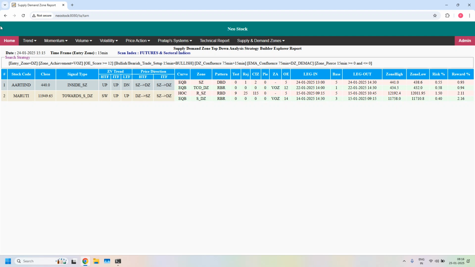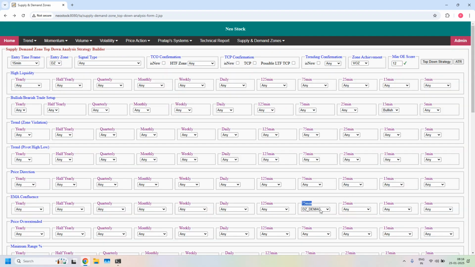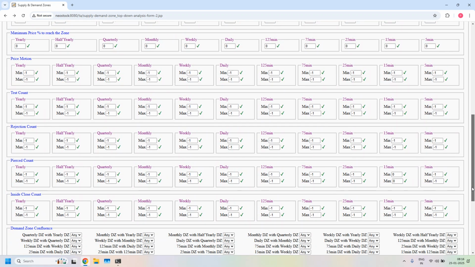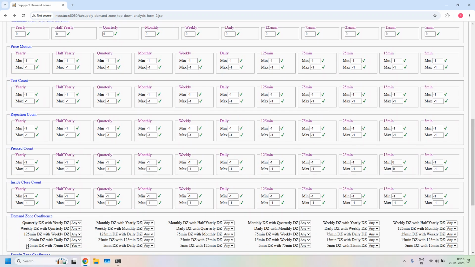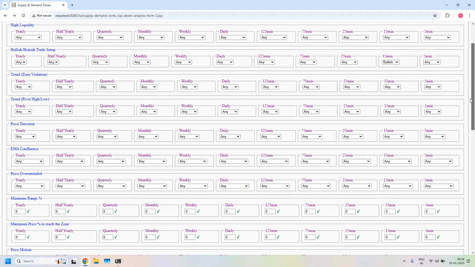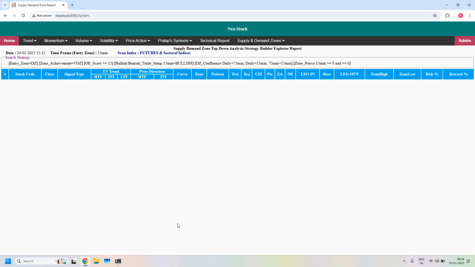Next, let us look for LTF, ITF, HTF specific zone confluence, removing the EMA filter. In the demand zone confluence, 3 filters we have to set. First one is already enabled. Next, 15 minute zone with daily zone confluence, 75 minutes zone with daily zone confluence, with all the 3 filters enabled. So no stocks are available for LTF, ITF, HTF specific confluence.